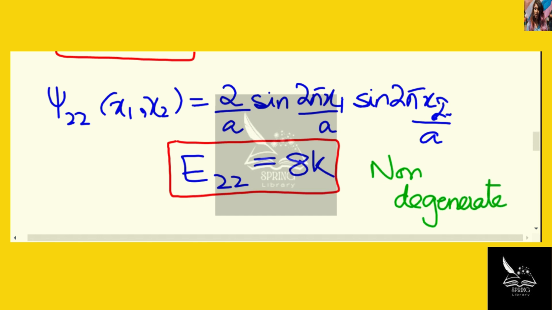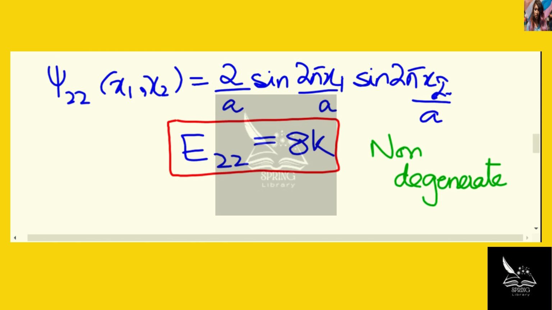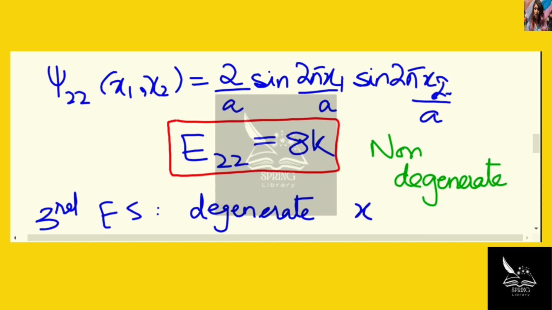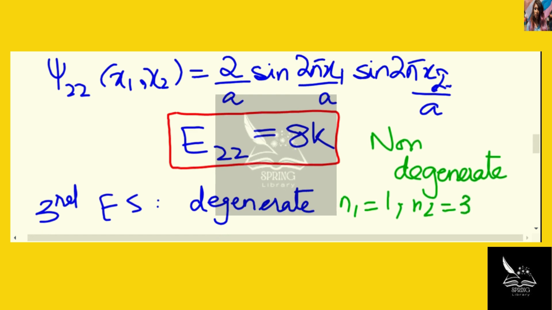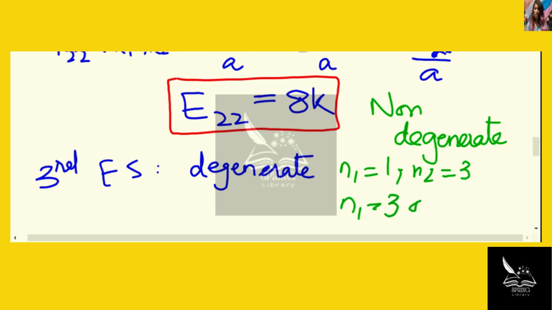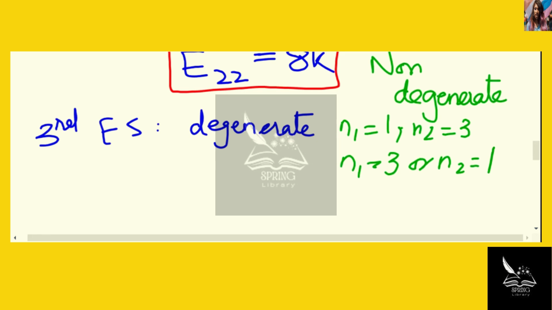Fine. So the third excited state, it would be degenerate, right? And for that we would have n1 is equal to 1, n2 is equal to 3, or you can say that either n1 is equal to 3 or n2 is equal to 1, right? So we would find out the equations for the wave function respectively, first for this case and afterwards for this case.